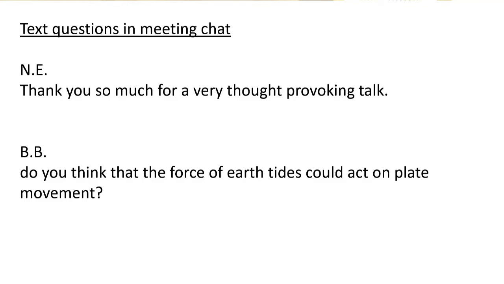Well, there's one which is a thank you from Nikki Edwards, and then there's one from, I think, Ben Bull. Is that... No, the tides will have a smaller force. The tides are a function basically of the moon. It doesn't actually shift continents. It's not a crustal movement, but the moon will pull the tides around with it.